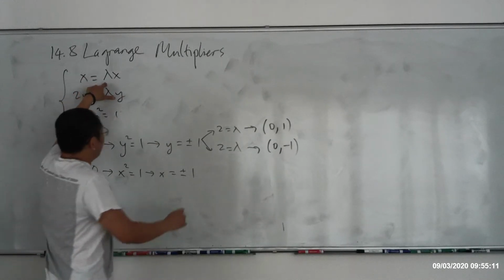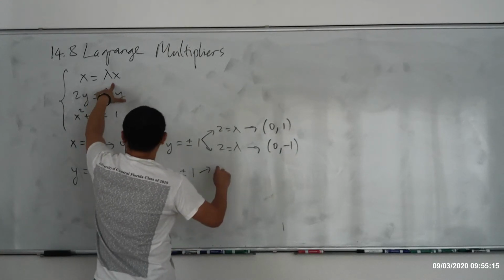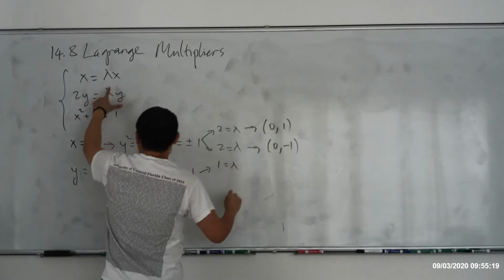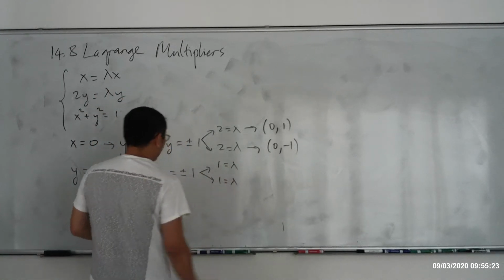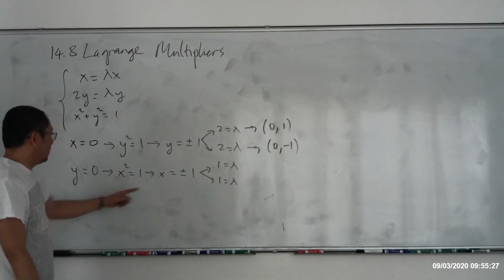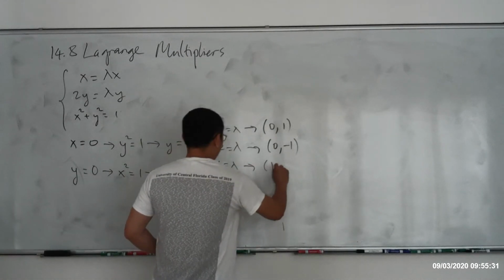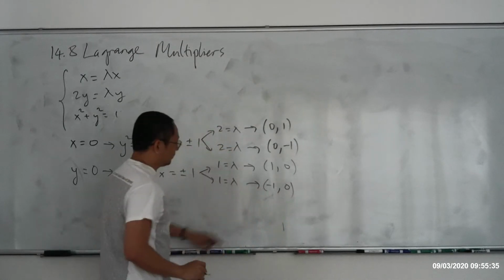So x is plus or minus 1. I plug in here. I have x equal to 1, so lambda equal to 1. And x equal to -1, I still have lambda equal to 1. So I have another pair of solutions. (x, y) could be (1, 0) or (-1, 0). Okay, x is 1, y is 0, or x is -1, y still 0.